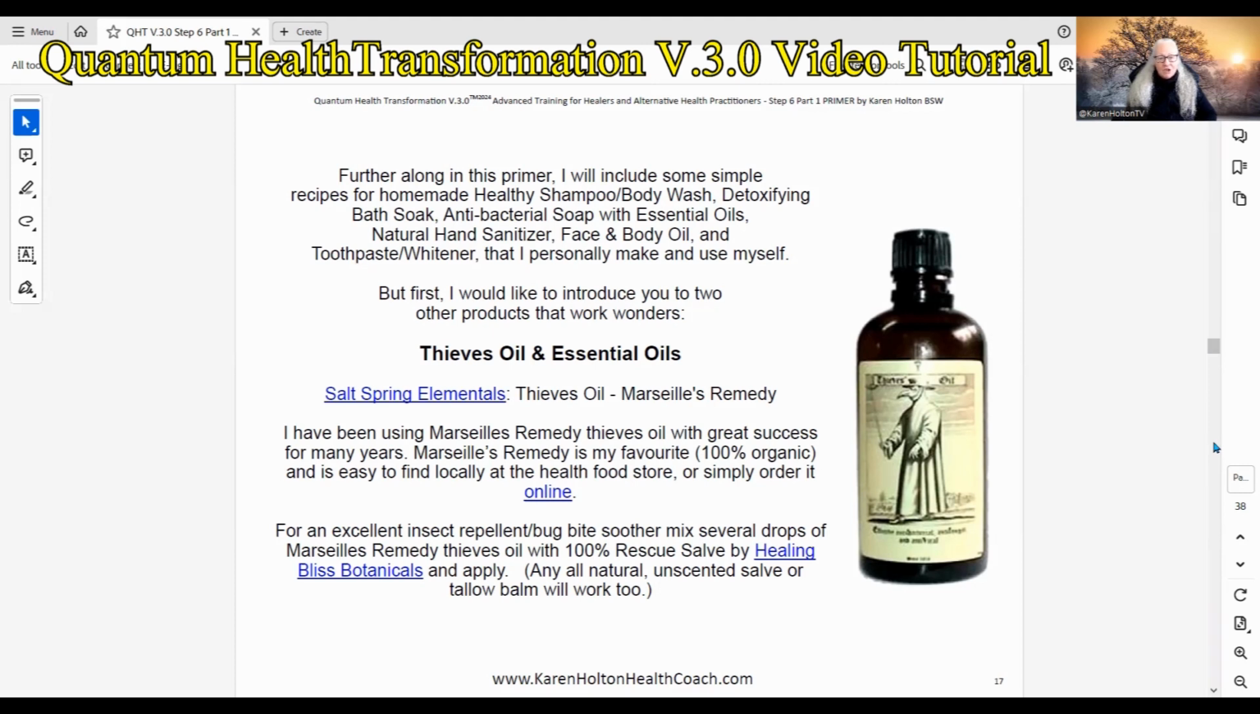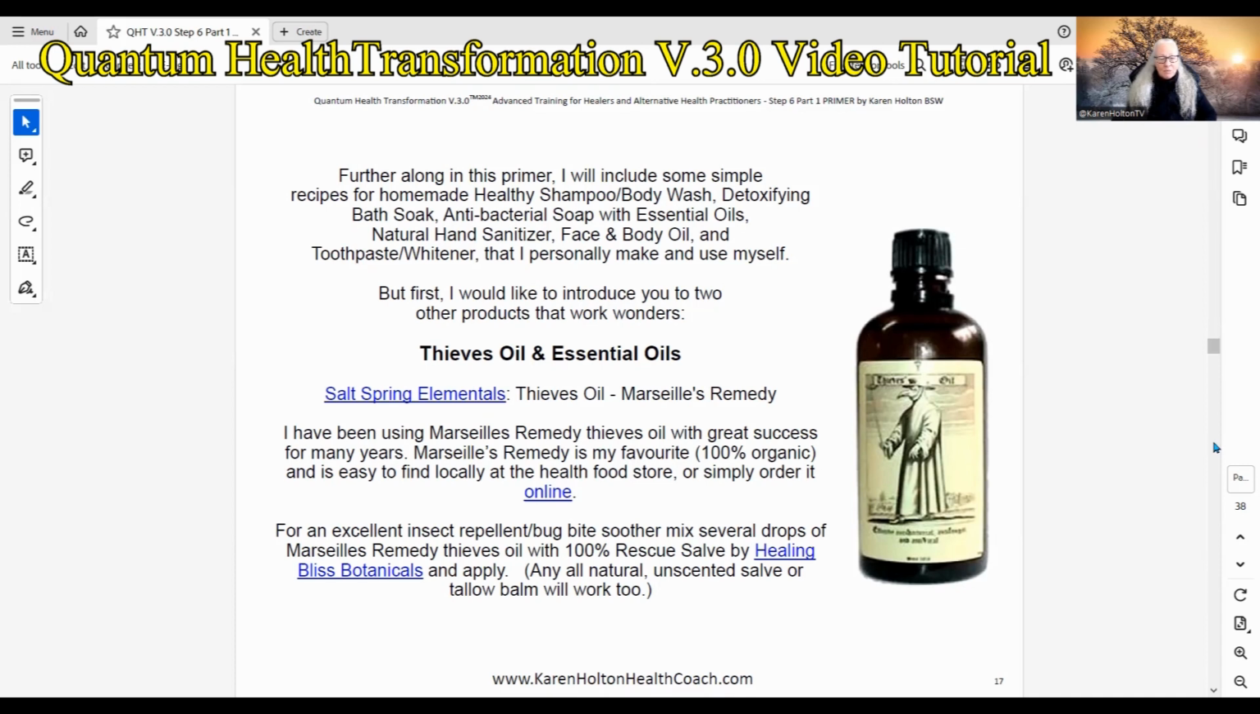They sell thieves oil, the Marseille's remedy, and there's a picture of the bottle to the right here. I have been using Marseille's remedy thieves oil with great success for many years. Marseille's remedy is my favorite. It's 100% organic and is easy to find locally at the health food store, or you could simply order it online. And the primer comes with all the links for all of these products.